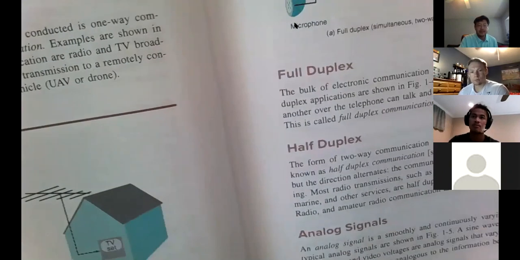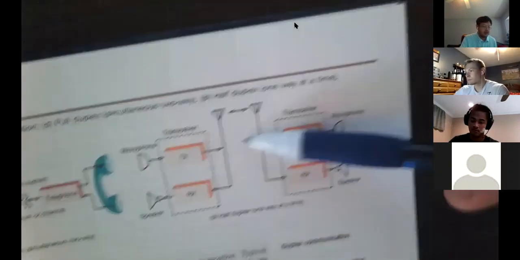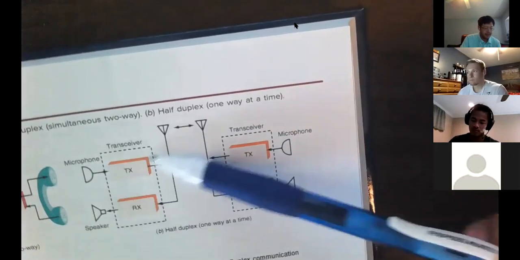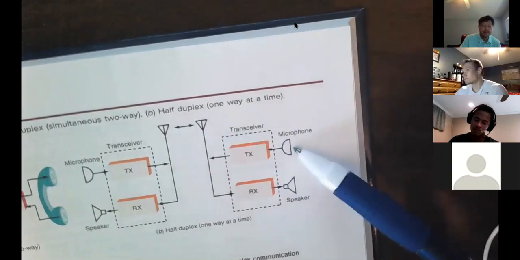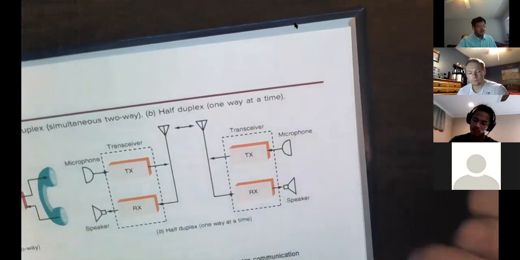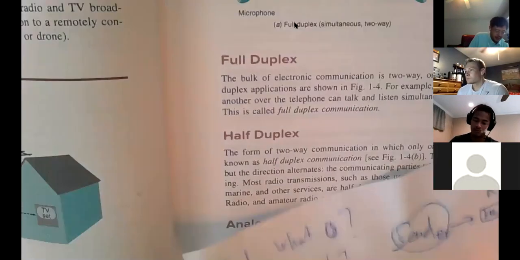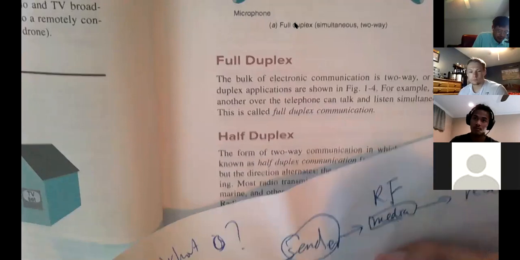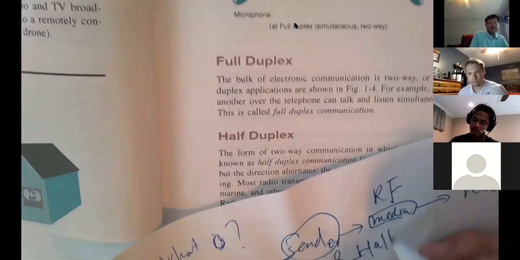Another communication system we use quite often is the cell phone. That's your cell phone. You talk to your friends, and your friends hear your voice, and your friends talk back, you hear them. So it's called full duplex. Types: you have full and half duplex.